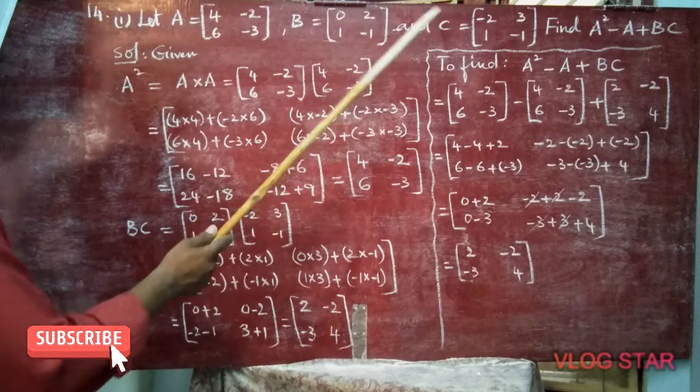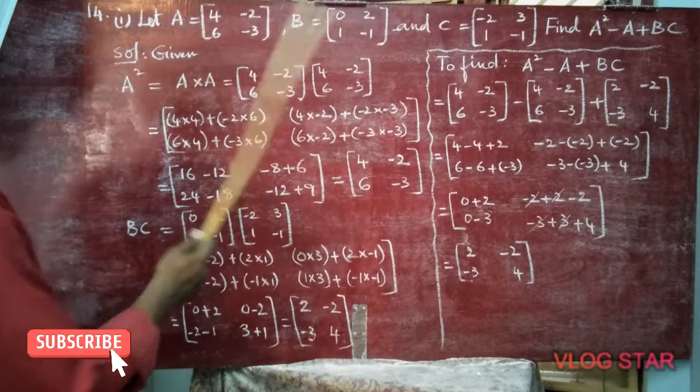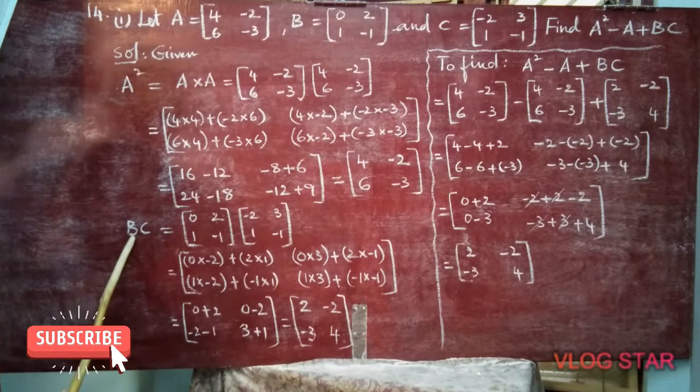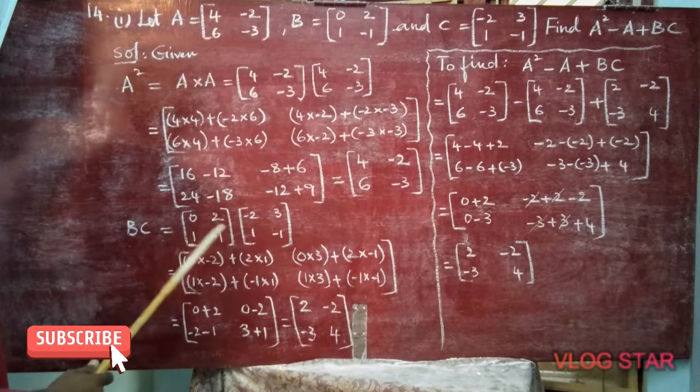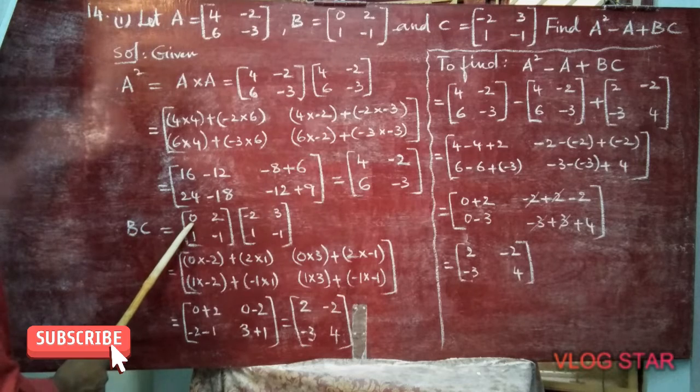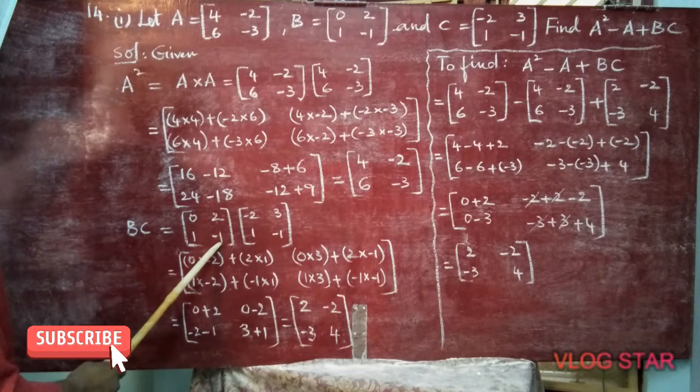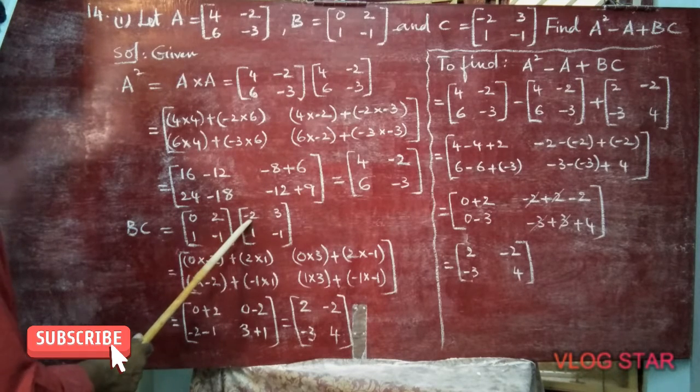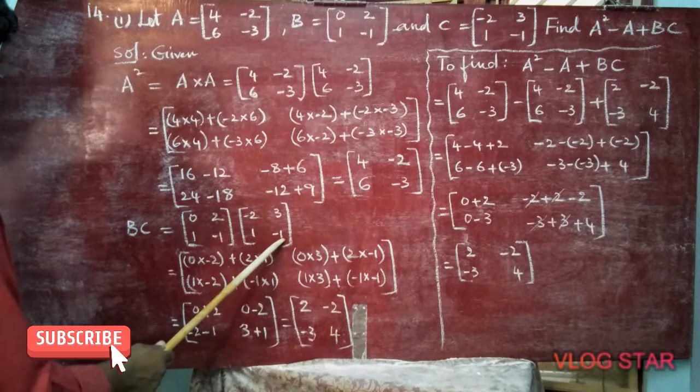Next is minus A. No need, because the A value is already there. We can substitute that A value directly. Next, the last term is BC. What is the meaning of BC? It means B into C. What is B? Matrix 0, 2, 1, minus 1. And what is the C matrix? Minus 2, 3, 1, minus 1.